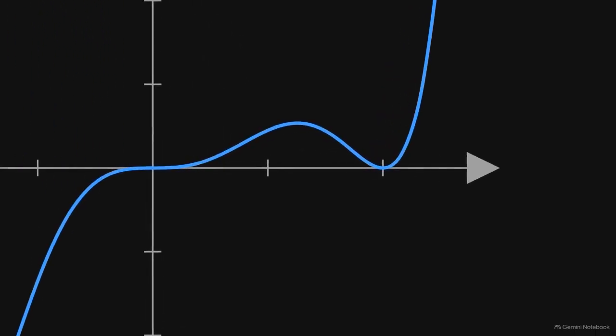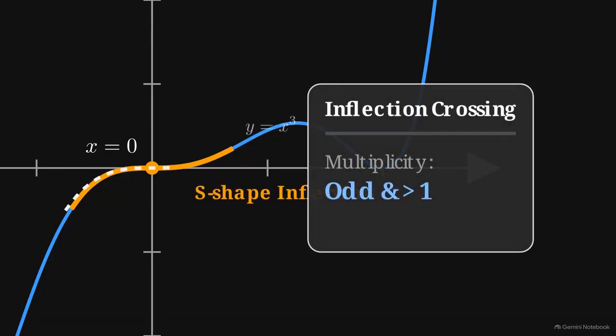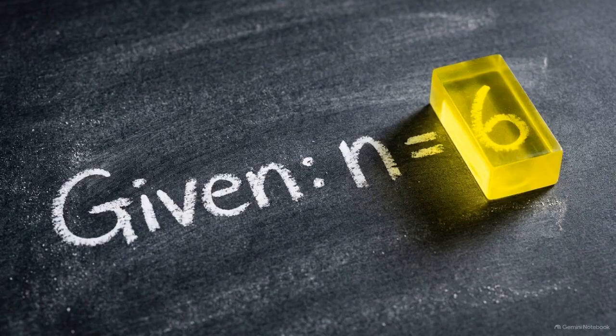an even power. The final intercept is at the origin, where x equals 0. The line crosses the axis here, but it flattens into a twisted S shape as it passes through. This inflection crossing indicates an odd multiplicity greater than 1, such as 3 or 5. We can narrow these choices down using the degree of the polynomial.